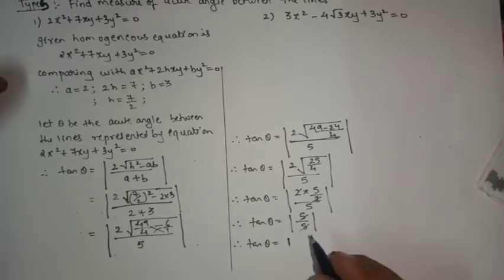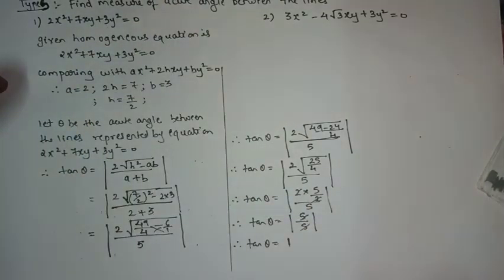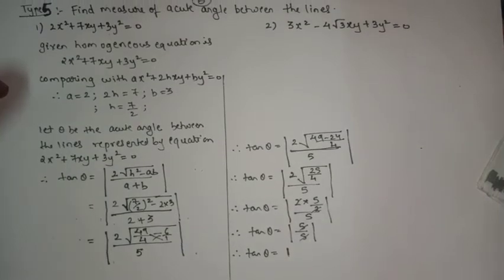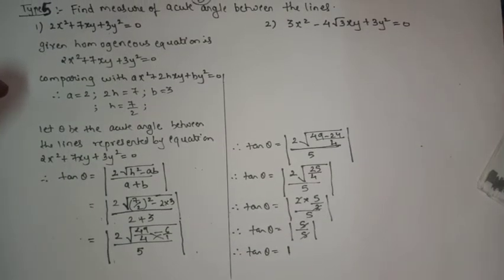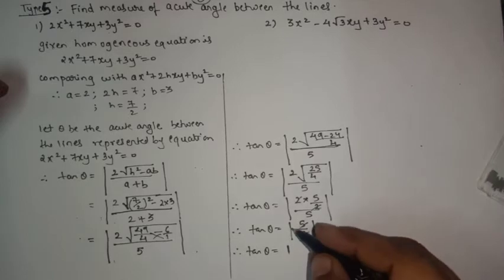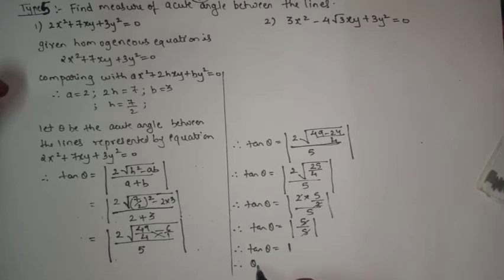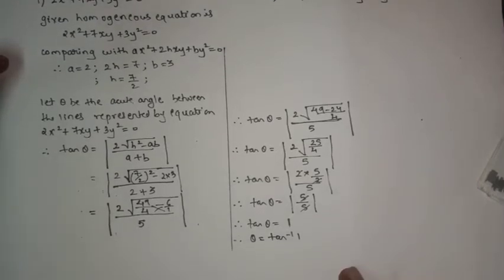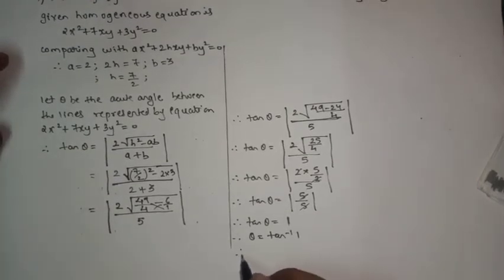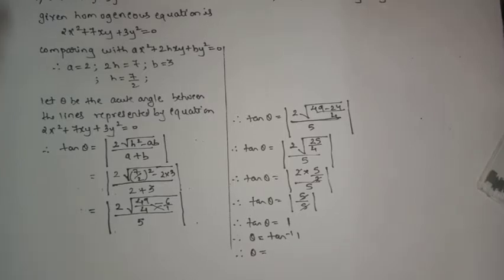Okay, as we have to find the acute angle, and acute angle will be what? Less than 90. So that's why I took mod. So here you will get the answer in positive. So now here we got tan theta equals 1. So in the next step, can I write that theta will be equal to tan inverse of 1? Yes or no?